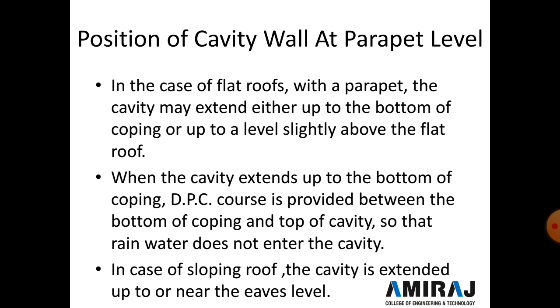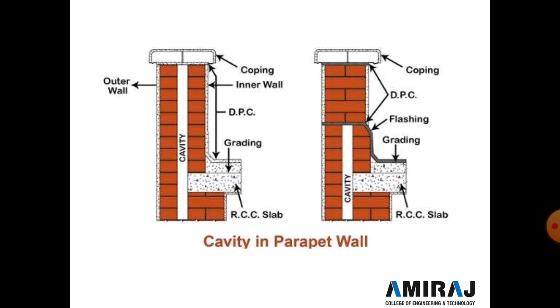Now next is the position of the cavity wall at a parapet level. In the case of a flat roof with a parapet, the cavity wall may extend either up to the bottom of the coping or up to the level of the flashing above the flat roof. When the cavity extends up to the bottom of the coping, DPC course is provided between the bottom of the coping and top of the cavity, so that the rainwater does not enter the cavity. And in case of a sloping roof, cavities extend up to near the eaves level. So here see this figure.